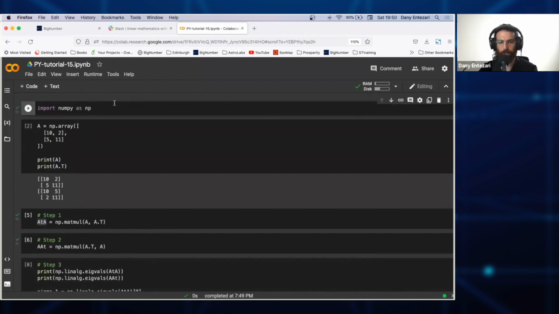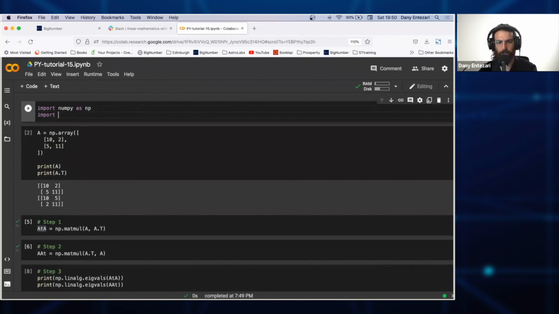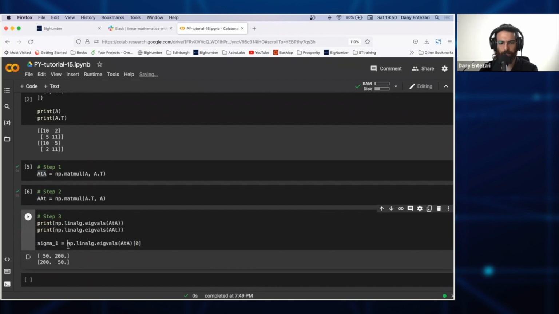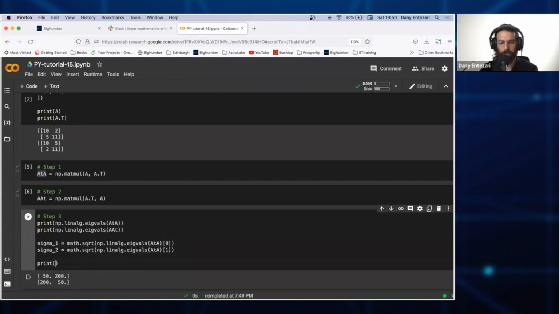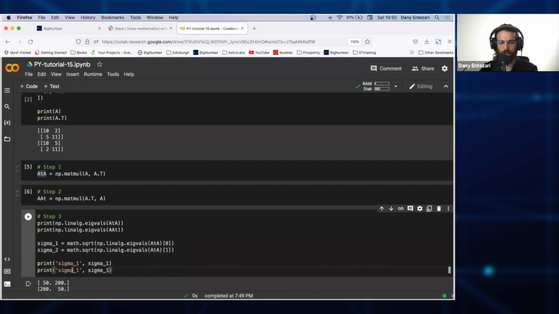So I have to import the math library. So import math. And then I'm going to go math.sqrt. And the same thing for sigma 2. I'm going to print these. So sigma 1 will be 14.14, and this one will be 7.07.